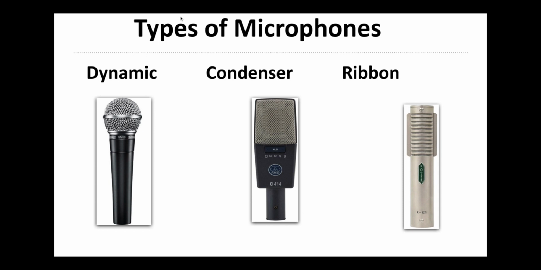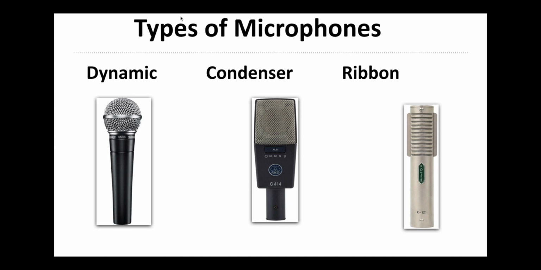Your dynamic microphone, if this looks very familiar, is kind of a handheld stage microphone. They tend to be very durable, very robust, and they can handle very high sound pressure level. Condenser microphones tend to be more sensitive, especially in the higher frequencies. So we use them a lot in recording and trying to capture a full frequency response.